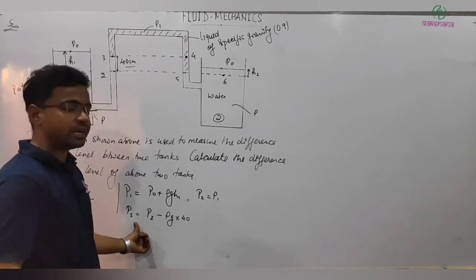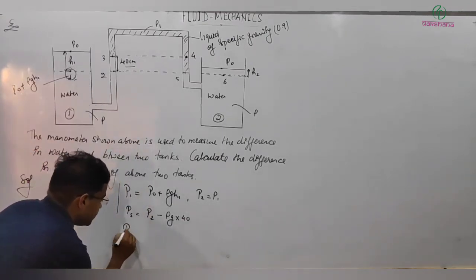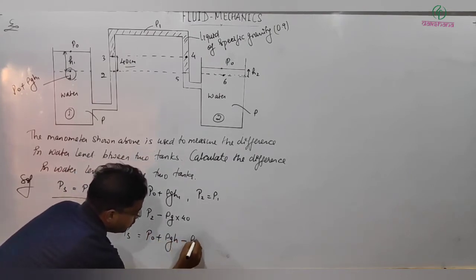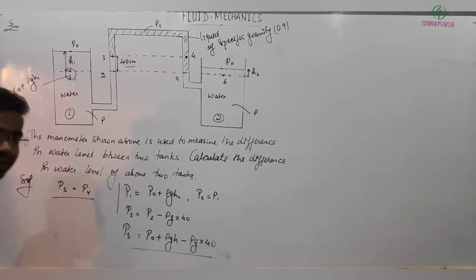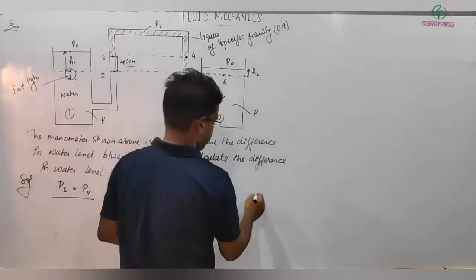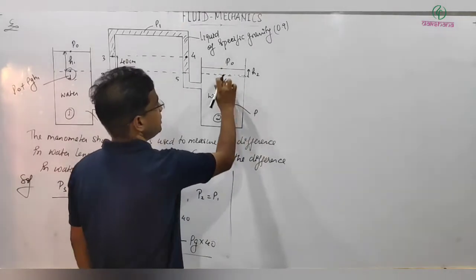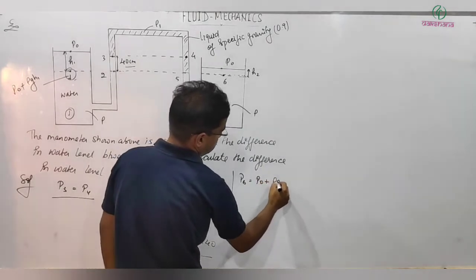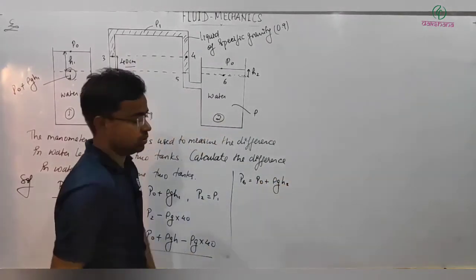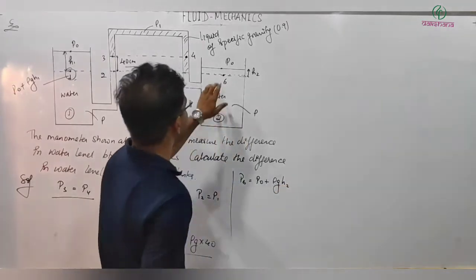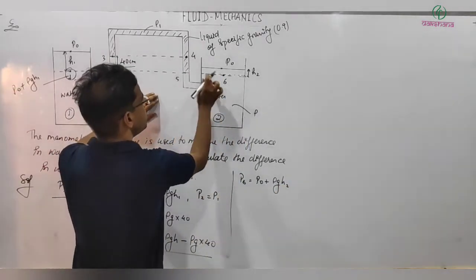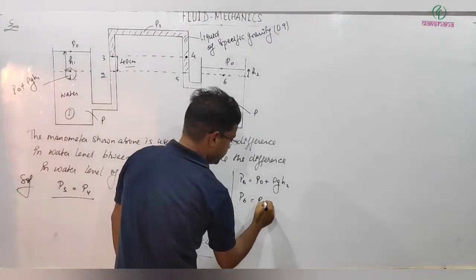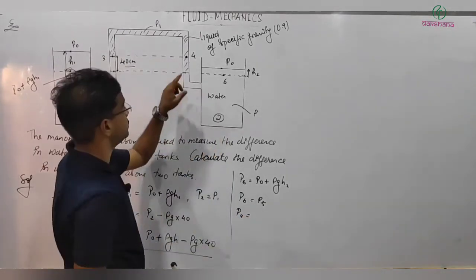Then I got the pressure P3 as P0 plus rho G H1 minus rho G into 40. Clear? And from this side, if I move, what is P6 equal to? P0 plus rho G into H2. Clear? And P6 will be equal to P5, because this is at the same level. Right? So P6 is equal to P5.